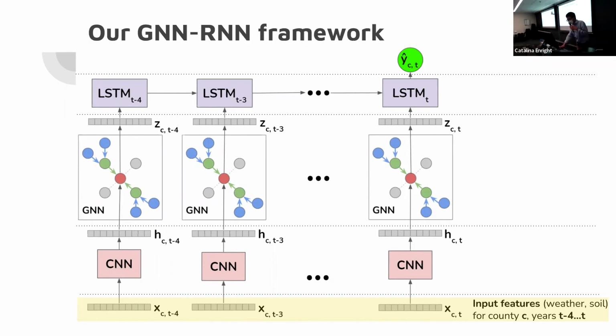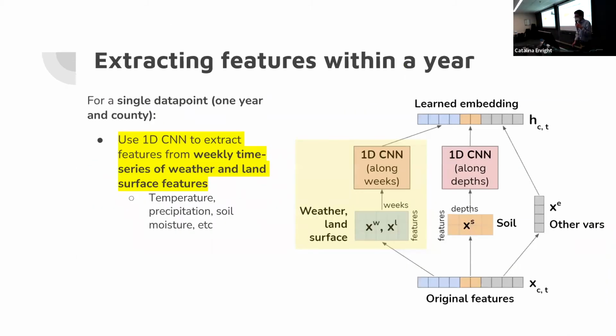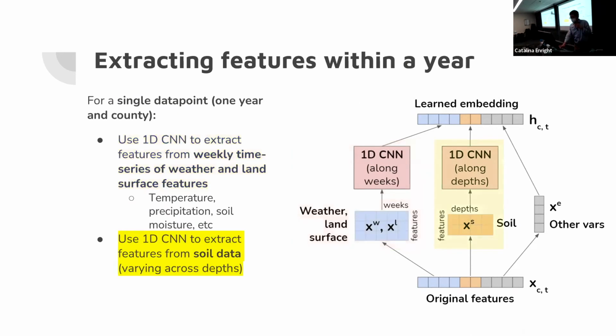So we have these input features and we first pass them through an initial set of convolutional neural networks that can extract features from this sequential data. What I mean is, for example, the weather data has a value for each week. So we use a CNN, a 1D convolutional neural network, to extract features from this weekly time series. Similarly, for the soil gSSURGO data, we don't have a value for each week. It's fixed over time, but it actually varies across different depths in the soil. So we can also use the CNN to extract features from that.